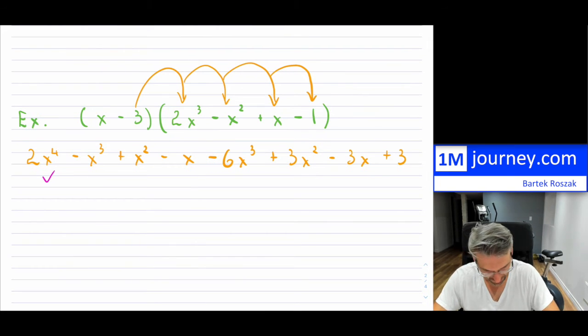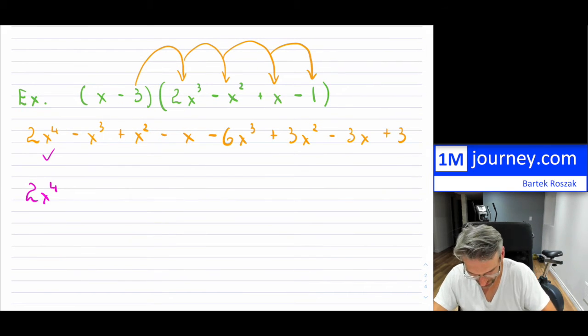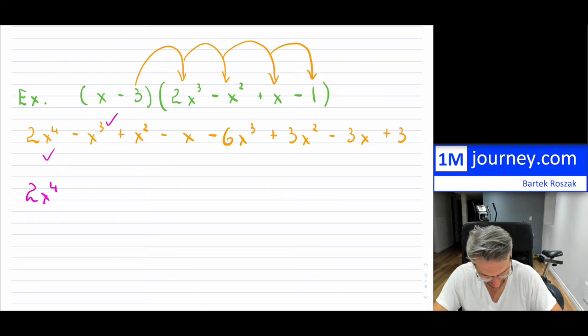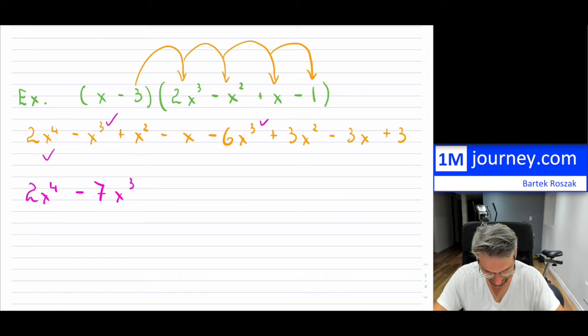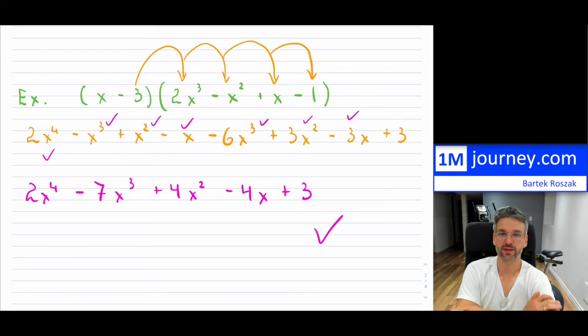So there's only one x to the 4 that I see here, so I'm going to leave that there. So 2x to the 4, any cubed ones, so 1 and 2 here, so that's going to be minus 7x cubed. Then we have x squareds, that's going to be 4x squared. And then minus x and minus 4x. And then finally plus, I guess, 3. And there we have it. So we had multiplied the polynomials together and expanded the whole thing out and then collected like terms.